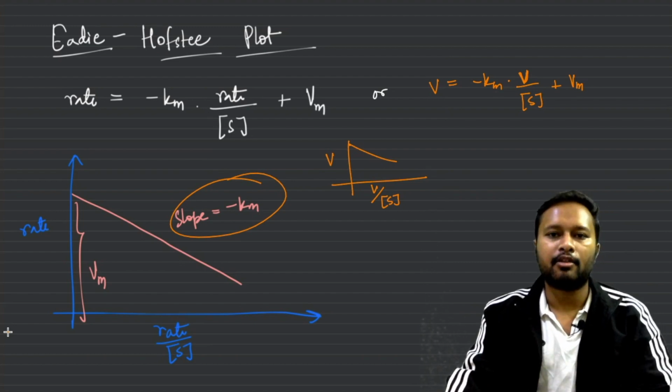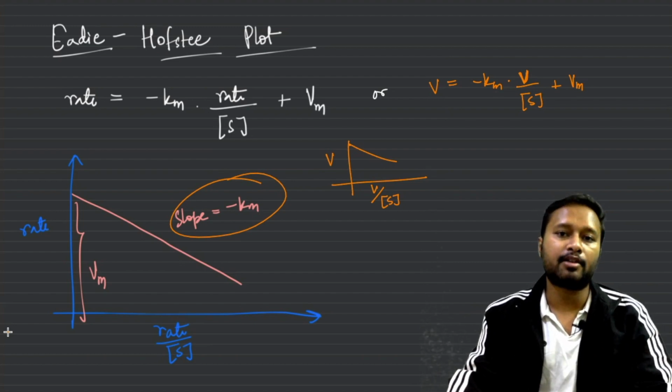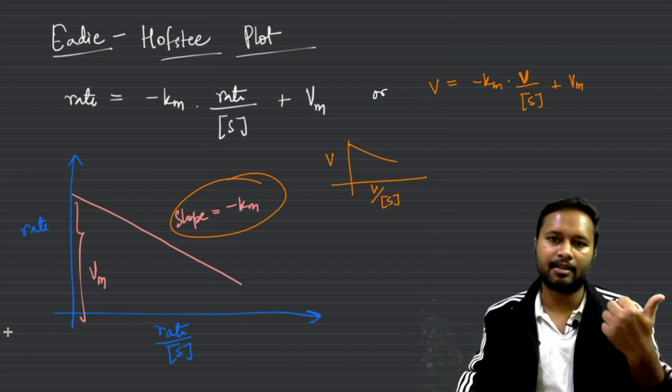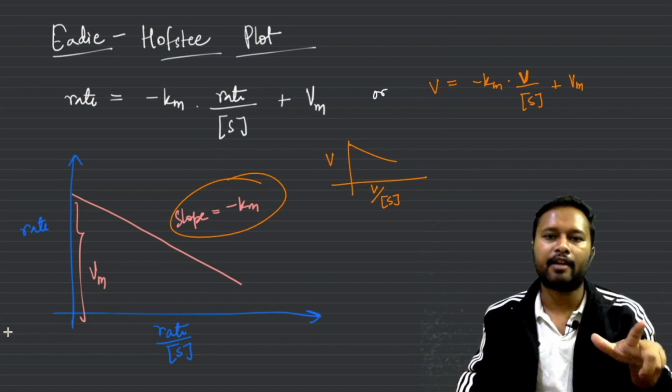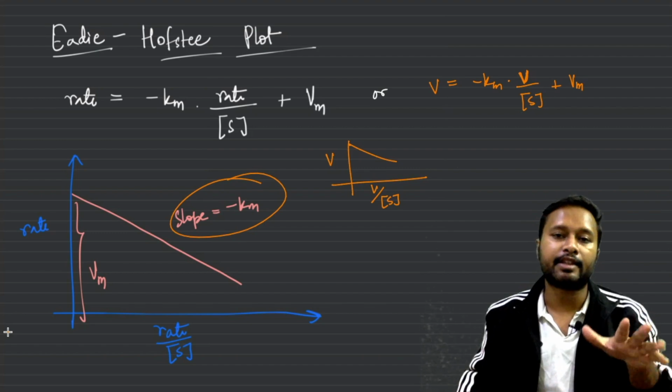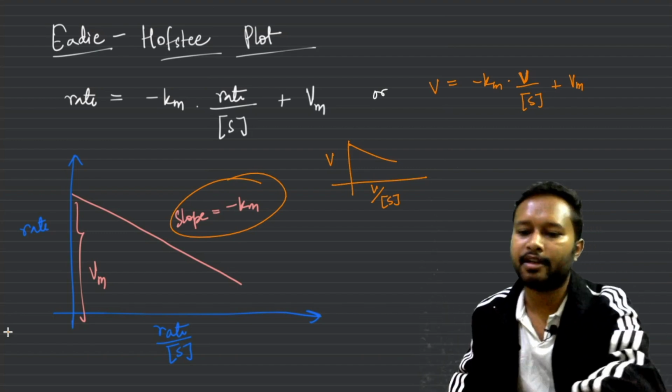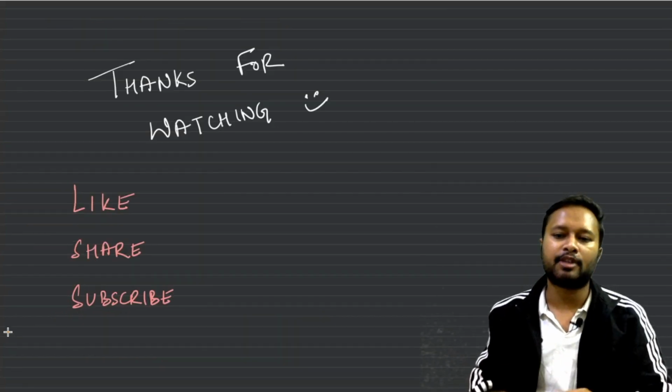So in that way, we have done all three parts of chemical kinetics. We have done the basic reaction part, we have done the transition state theory part, and we have also done the enzyme catalysis part. So that's all for this video, guys.